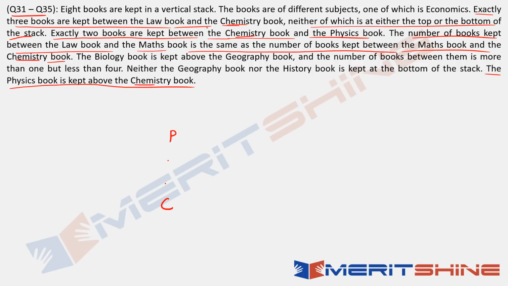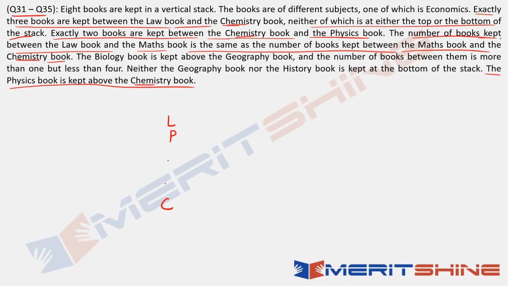Exactly 3 books are kept between law and chemistry, neither of which is either at the top or the bottom of the stack. Now in which direction can law go? Can law go down? No. If you make law move in this direction, then this is 4 already, P dot C, and then law moves down, law would be at the bottom. At least law cannot be at the bottom. It says not at the top or the bottom of the stack. So it means law has to be in this direction. So what we know for sure is that this has to be law. So it's a stack of 5. L, P, dot we do not know, and then C.